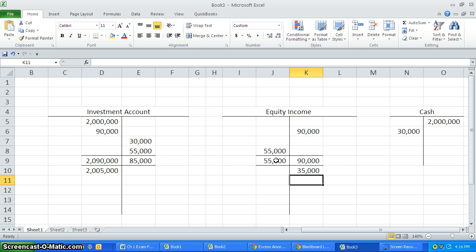So these three examples, we did our purchase grid, we did our excess amortization, and we did our entries for our investment balance and our equity income balance. So this should give you some idea of the basics of the equity method.